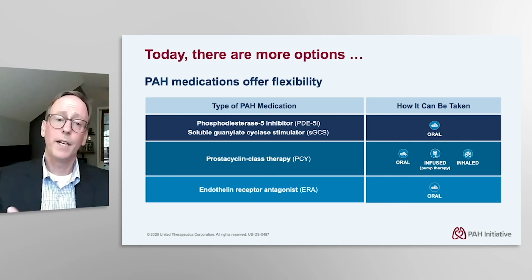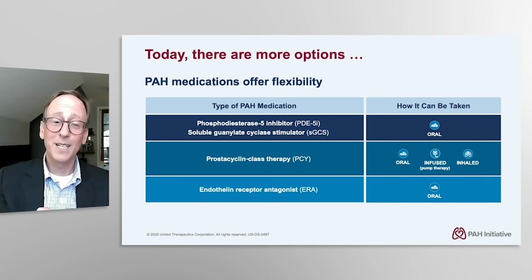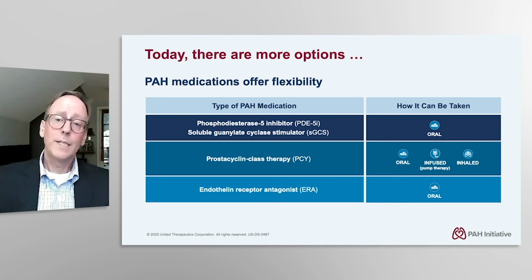So you see the types of medication listed there. You have phosphodiesterase type 5 inhibitors, or PDE5Is, soluble guanylate cyclase stimulators, SGCS. I don't suspect you say most of those two phrases very often, but sometimes the abbreviations are used. Prostacyclin class therapy, often abbreviated PCY, and endothelin receptor antagonist therapy, or ERA. How do we give these medications? Well, there's multiple ways they can be taken in some classes and not so many for others.